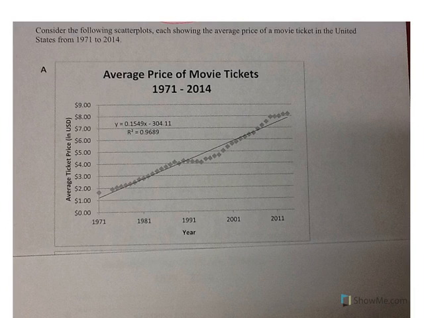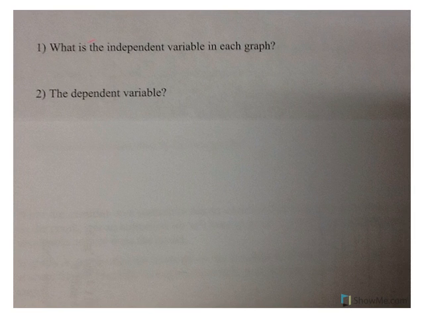All right, we're going to do some comparing of two scatter plots with linear models. So this first is graph A, noted here. And let's just look at this. We're going to answer two questions about it, independent variable and dependent variable.